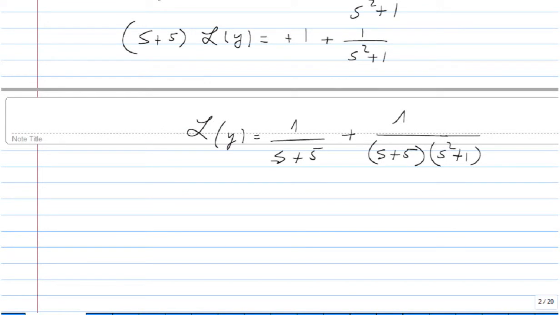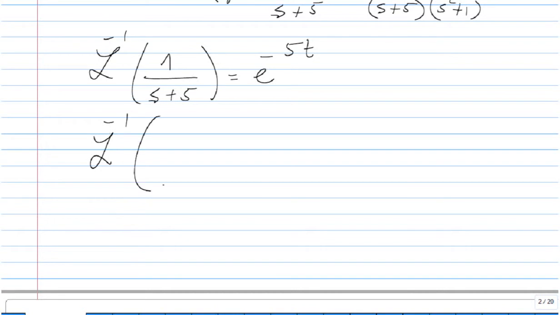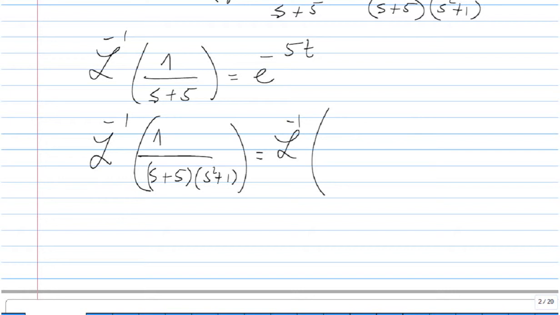One of them is easy to find its inverse Laplace. So now we have to find inverse Laplace. We know that the inverse Laplace of 1 over s plus 5 from the table is e to the minus 5t. So the one that we need to worry about is the inverse Laplace of 1 over s plus 5 times s squared plus 1. For that, we're going to use the partial fraction decomposition technique. We know that this is A over s plus 5 plus Bs plus C over s squared plus 1.